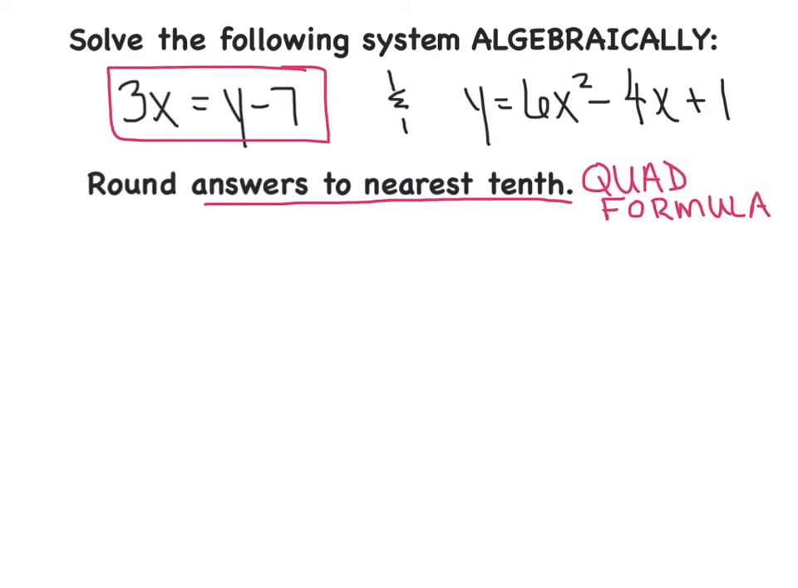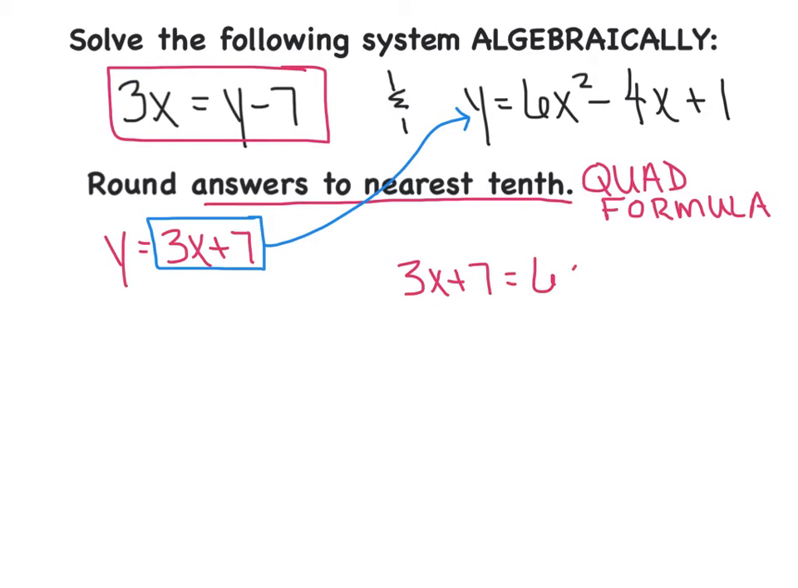What we're going to do is try to solve for y. And in order to do that, I'm going to add 7 to both sides. Okay, now we're in what's called slope-intercept form. I'm going to take the quantity 3x plus 7, and substitute it into y in that quadratic equation.